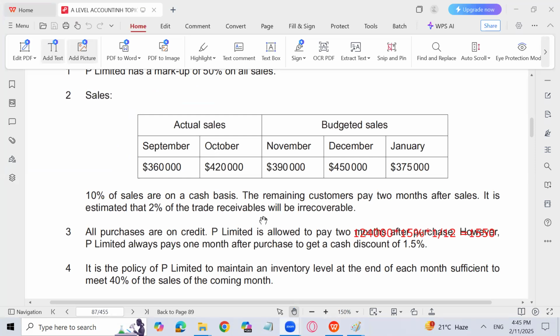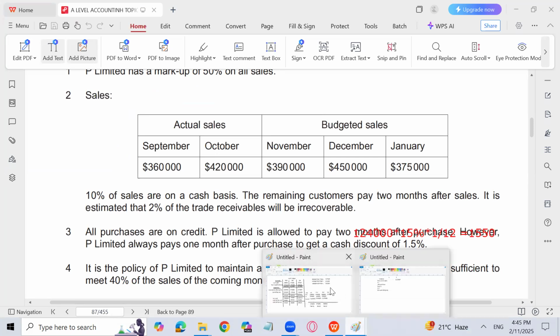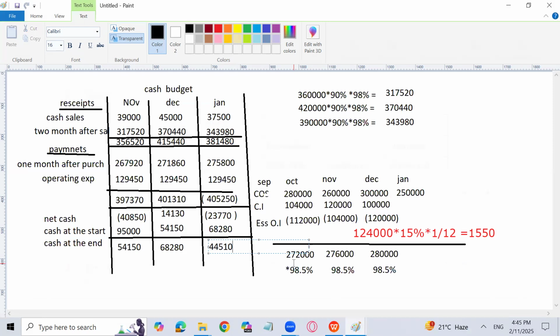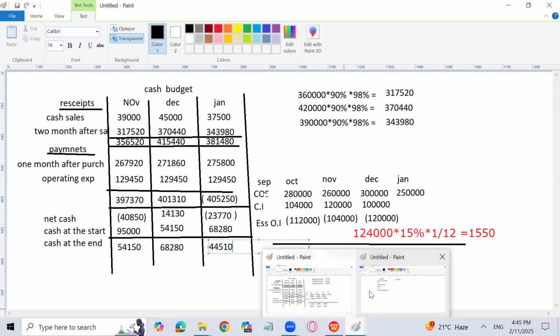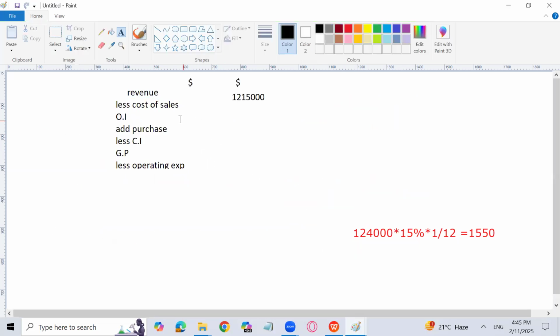I will tell you. So first of all, I have to write the opening inventory. So opening inventory, how much is it going to be? The opening inventory of 1st November will be the closing inventory of October, right? So what is the closing inventory of October? 104,000. So 104,000 is the opening inventory, and I will write it over here.